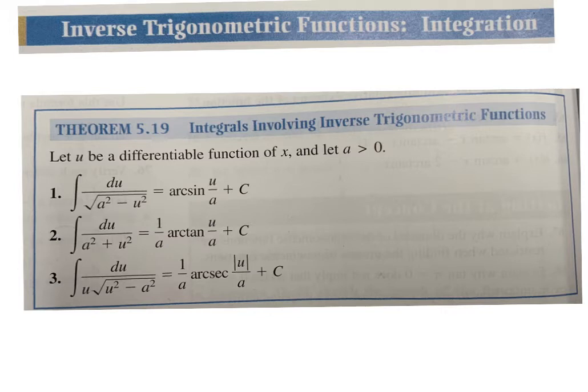When you have no root on the bottom and it's just the number squared plus the function squared, that's your tangent. You'll notice you have 1 over the number. Now remember, this is number squared. So if this was 4 plus x squared, your number would be 2 because 2 squared is 4.